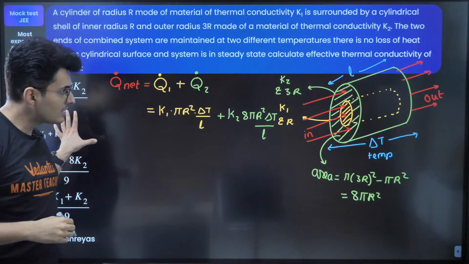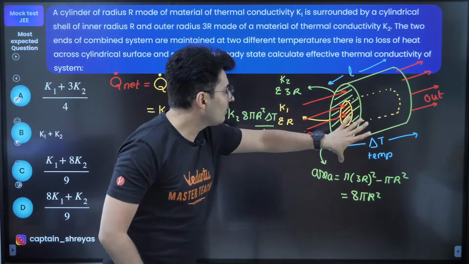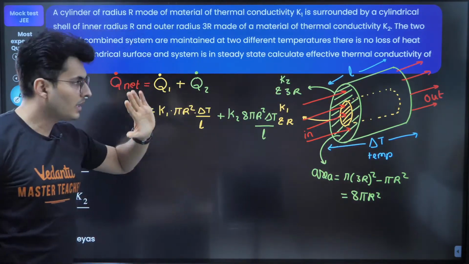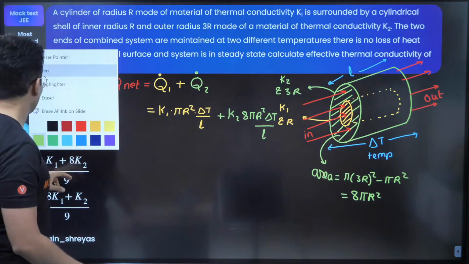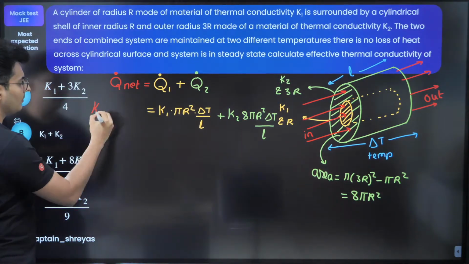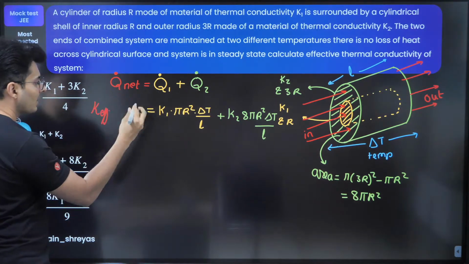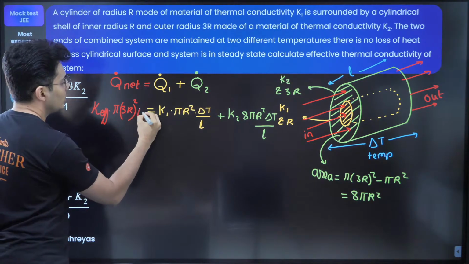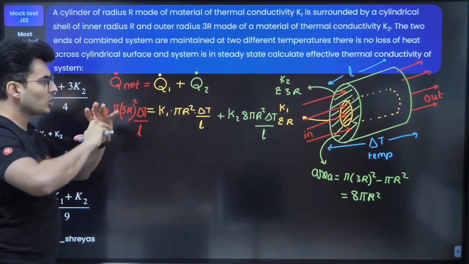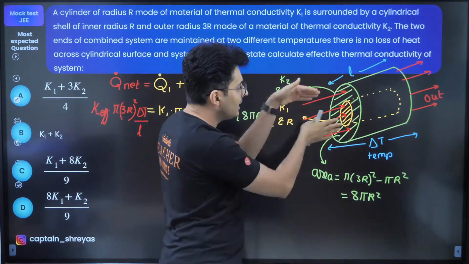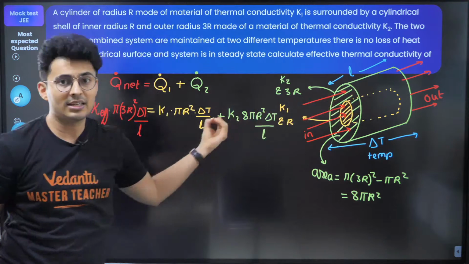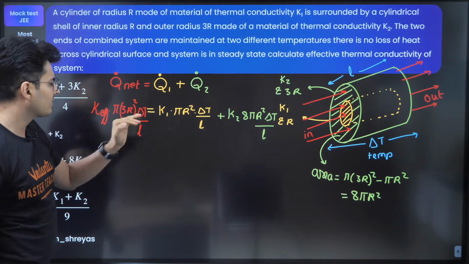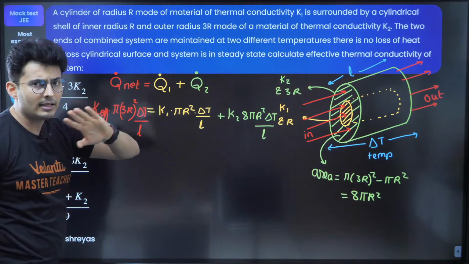Now on the LHS, think of this like one uniform cylinder of conductivity K. It's not made of two materials. So for that, the Q net will be K effective into area, which is pi into 3r whole square, into delta T by L. So it's the whole area, as if the entire heat is flowing through the complete area, with the same temperature and same length.